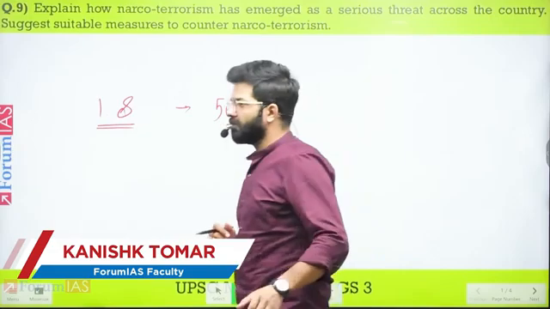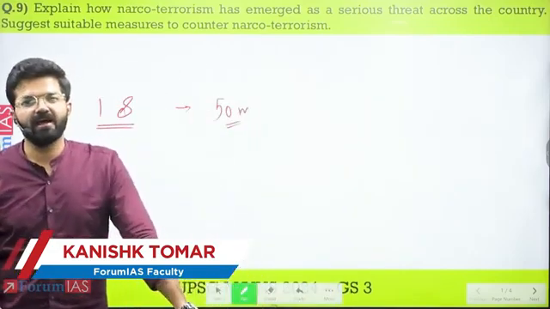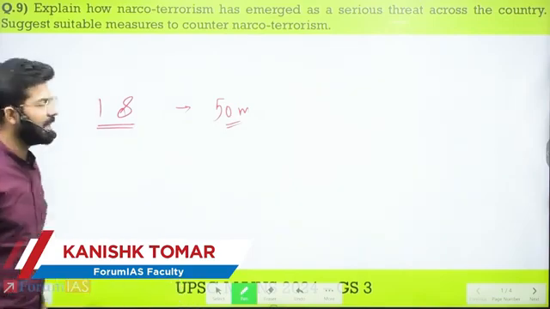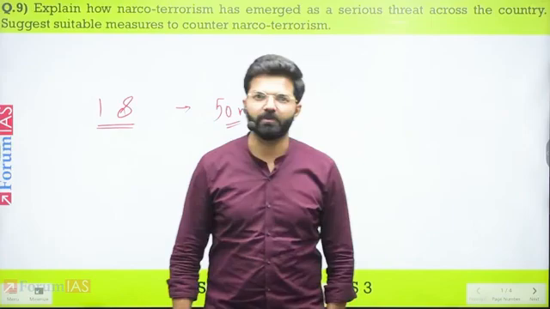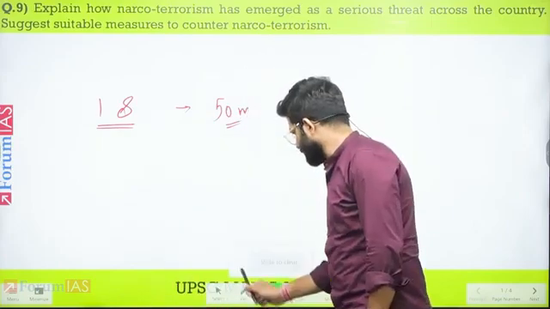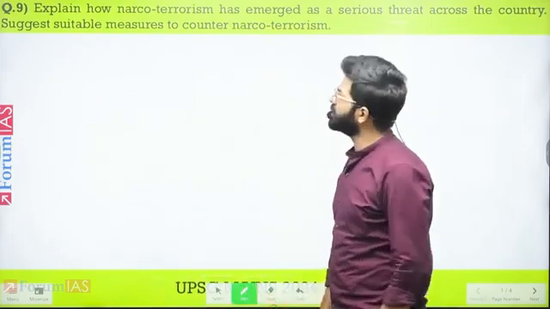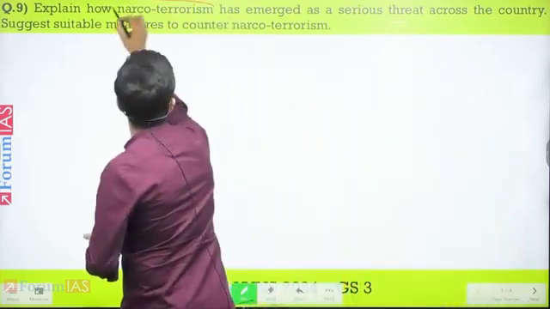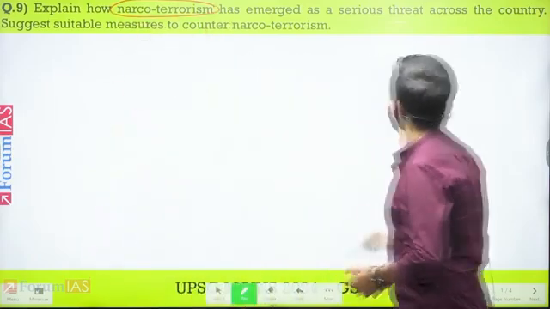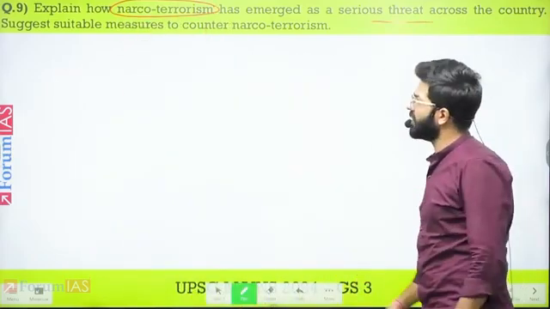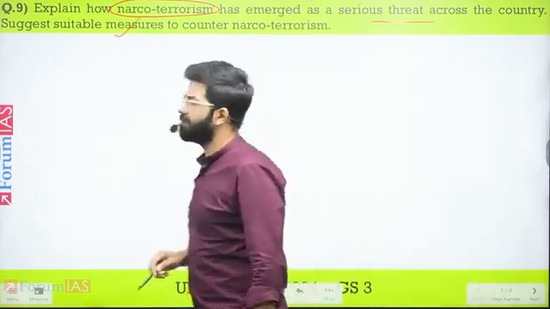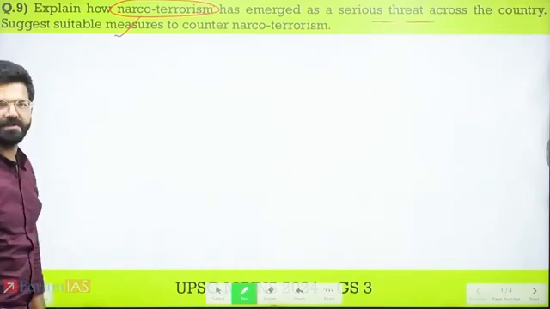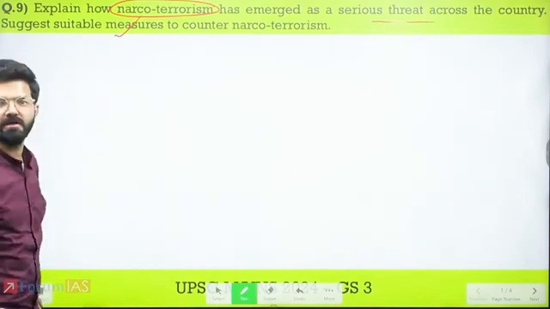So, continuing the trend, UPSC has again asked 4 questions this year: 9th question, 10th question, 19th and 20th question. So, let's discuss each one of them one by one. All right, the first question says, explain how narco-terrorism has emerged as a serious threat to the country and suggest suitable measures to counter it. So we know what the theme would be, that is narco-terrorism. We know what the structure of the answer would be.